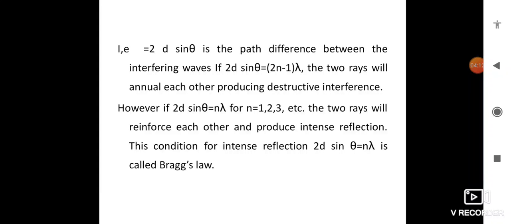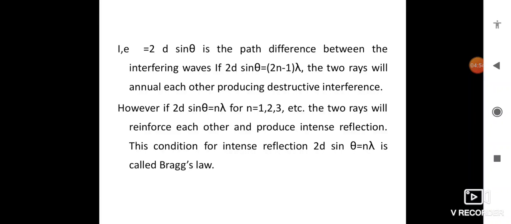However, if 2d sin theta equals n lambda, for n equals 1, 2, 3, etc., the two rays will reinforce each other and produce intense reflection. This condition for intense reflection, 2d sin theta equals n lambda, is Bragg's law condition or Bragg's equation. Thus, it is the condition for maximum X-ray intensity in any direction after reflection from a crystal plane. It depends on 2d sin theta equals n lambda.